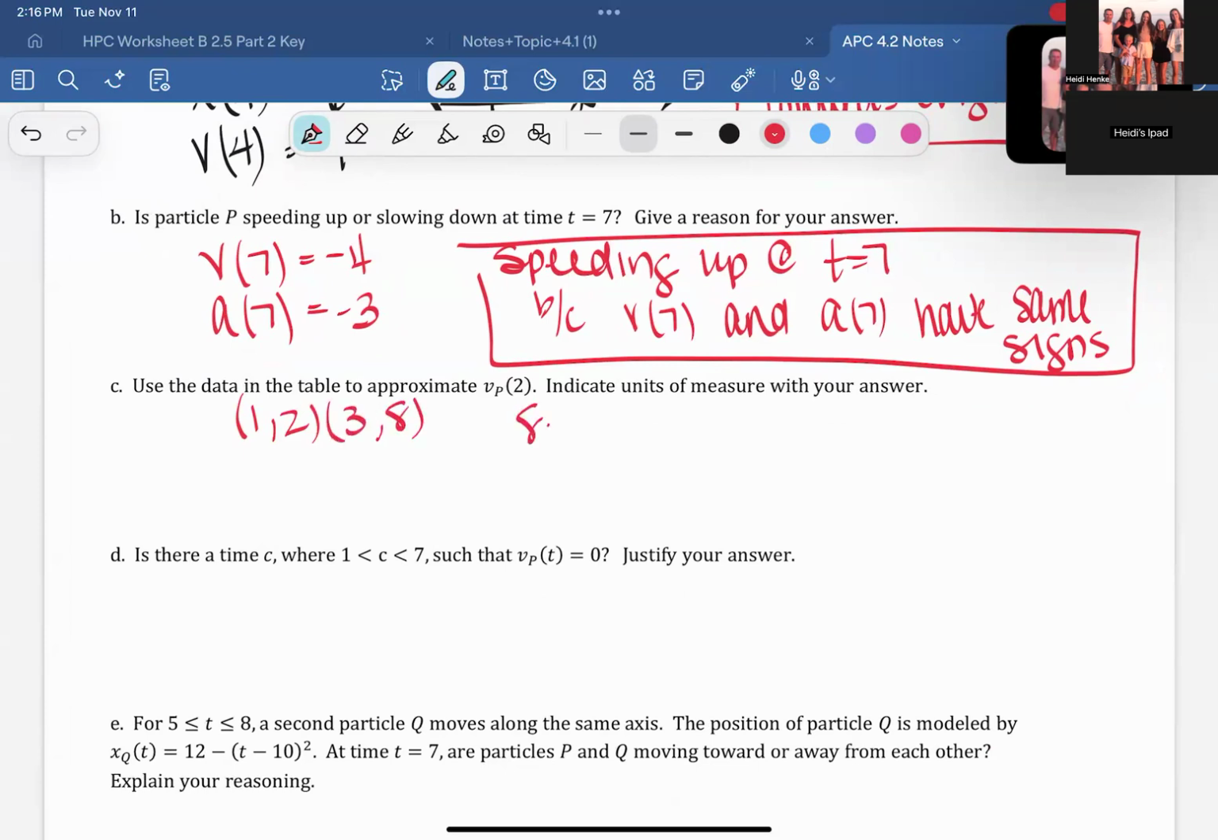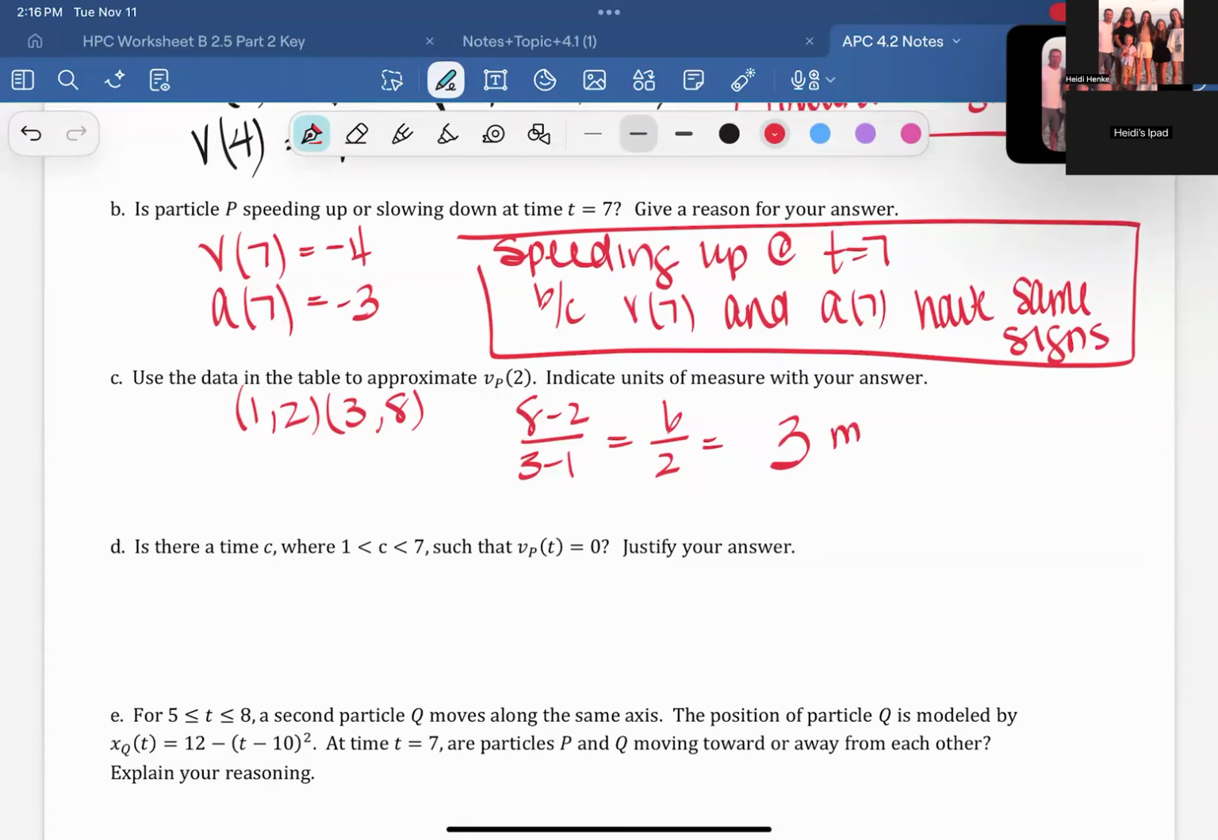And I'm going to do change in y over change in x, which is 6 over 2, which is 3. And I need to put units because they give me units. So that's going to be meters per second.